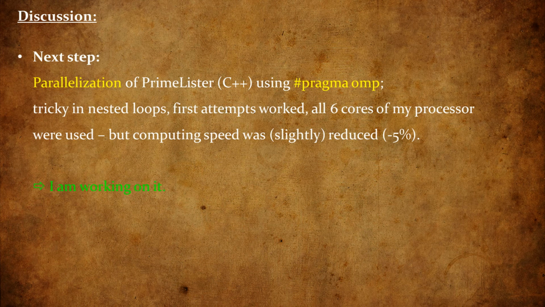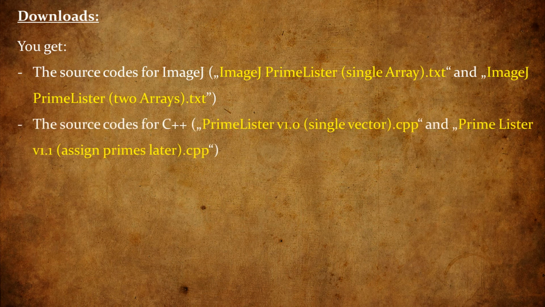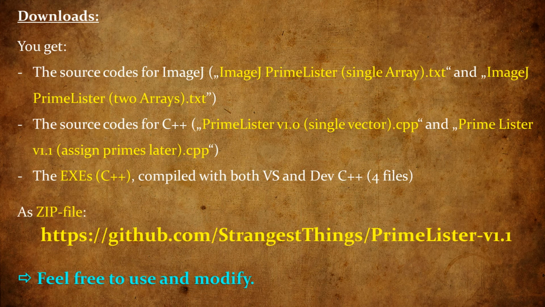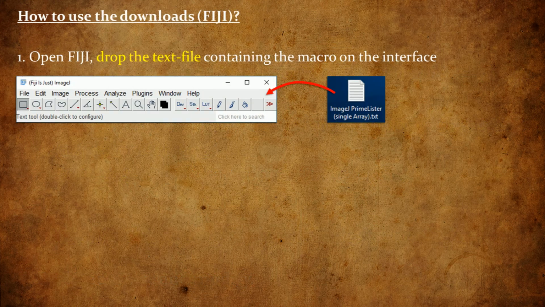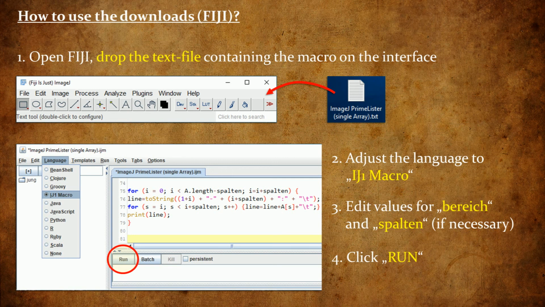As mentioned, you can download all the material presented and discussed here. You get the source code for ImageJ and C++, as well as the compiled EXEs for C++. Feel free to use and modify. How do you use the macros for FIJI? First get FIJI, open it, and then just drop the text file containing the macro on the interface. Adjust the language to ImageJ1 macro, change some values if even necessary, and then just click run. And that's all about prime numbers for today.